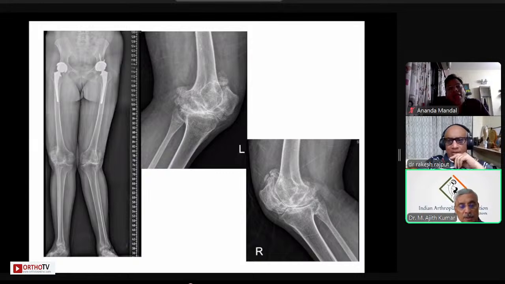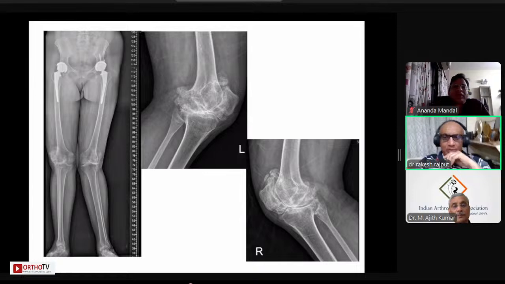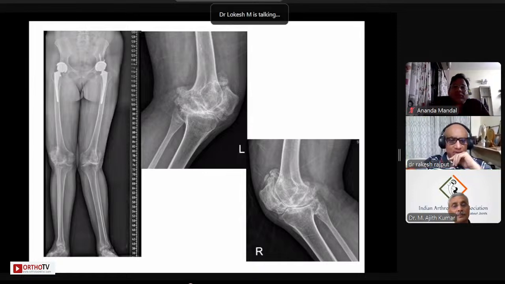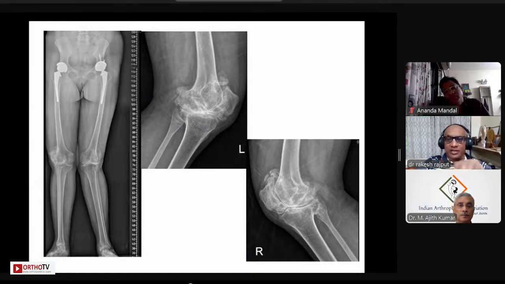Anything else? Lokesh, you want to ask? Ramnik? Lokesh, do you have a specific question to ask the panel? Sir, considering patella baja, the patella is also quite stuck because it's 15 degrees flexed. Yes, sir. It's the patella normally which is stuck in these cases.